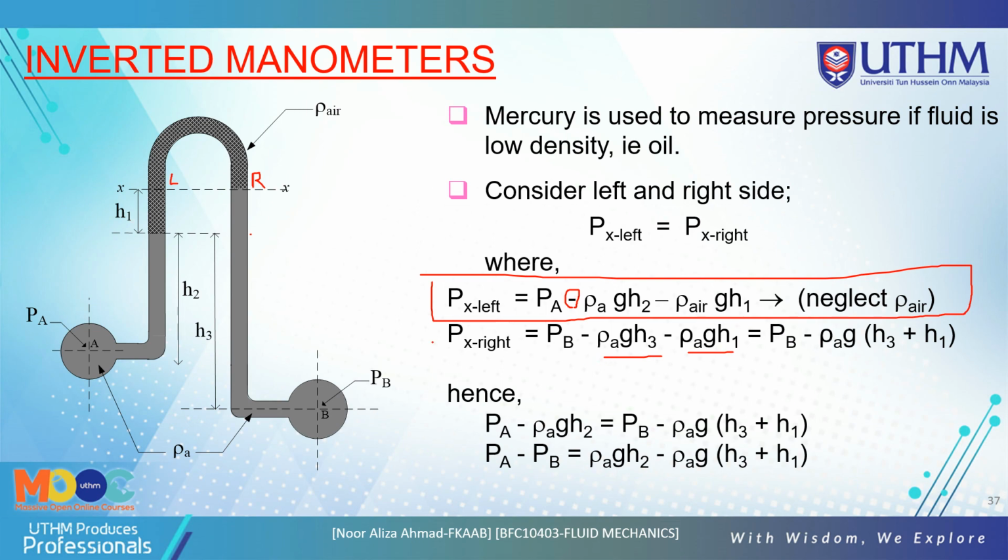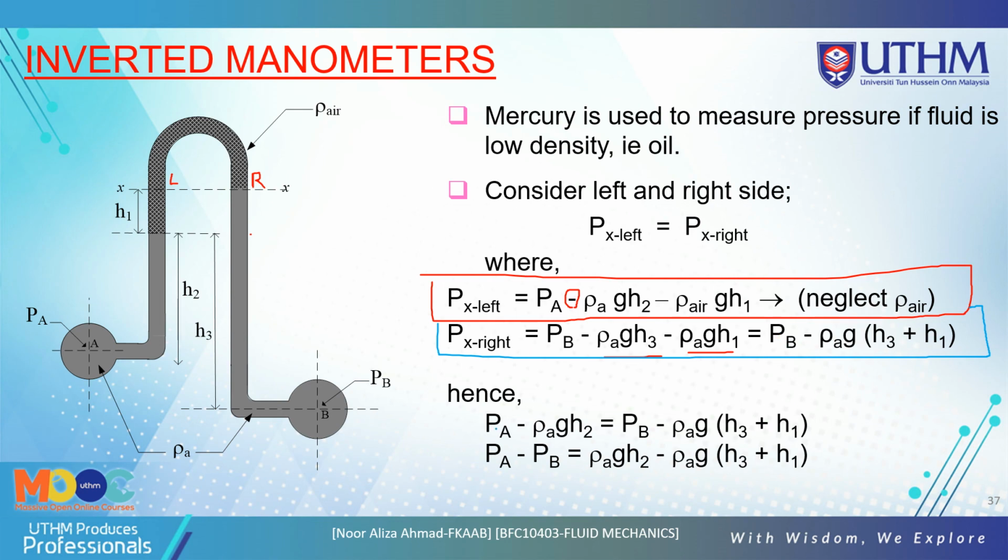Okay, so we get the PS right is this equation. Okay, so we get the PB. You just extend the equation here, you expand it. So maybe don't even expand, you just make it H3 plus H1 here. Okay, so you get the PB.